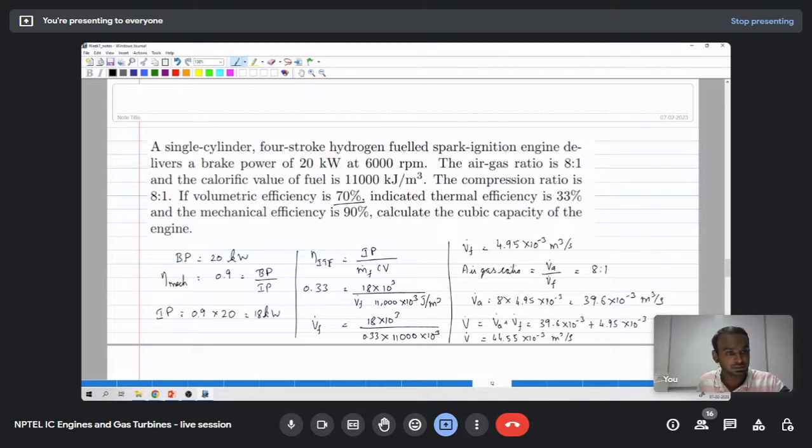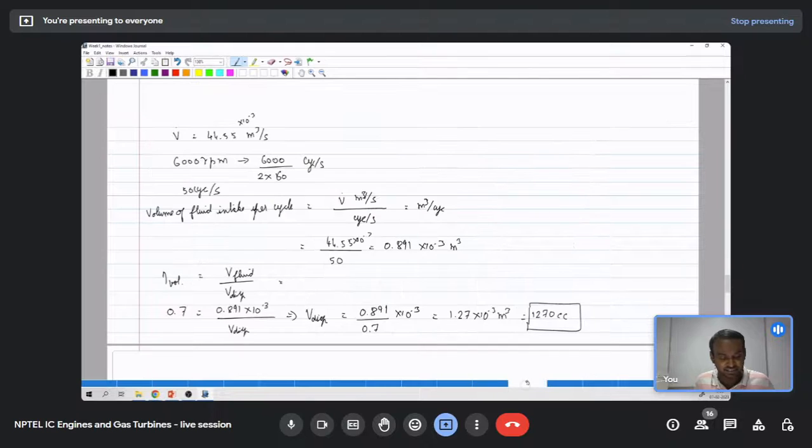Sir, why do we write this engine size in centimeter cube? Since the SI system is meter cube, but it will not be very easy to write every time into 10 power minus 3 or minus 6. So 1270 cc is easy to say. That's why we use this in normal terms also.